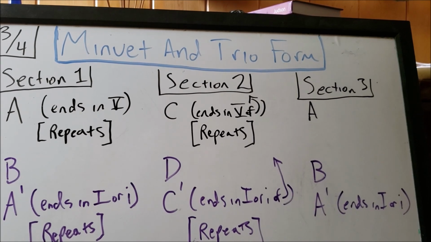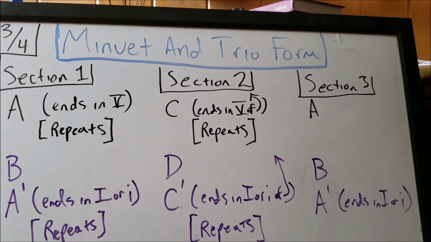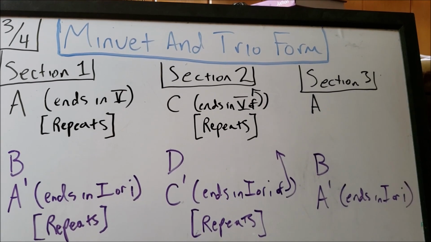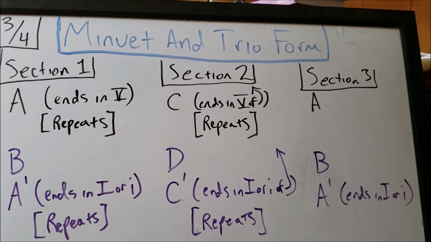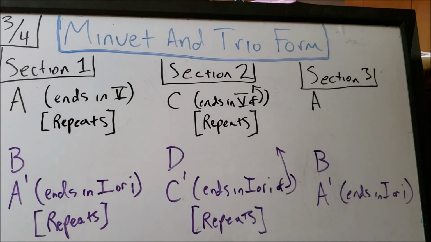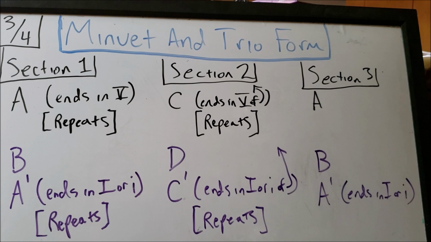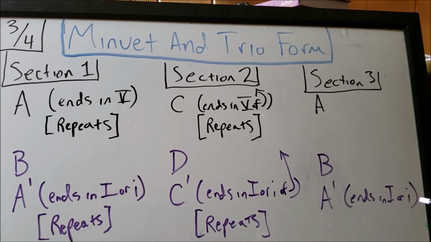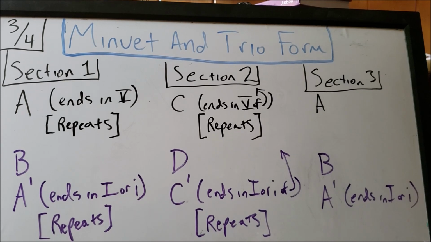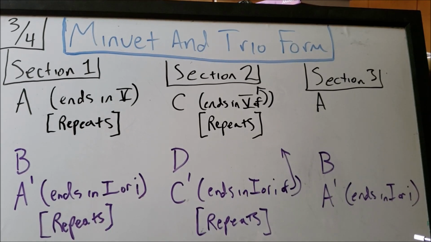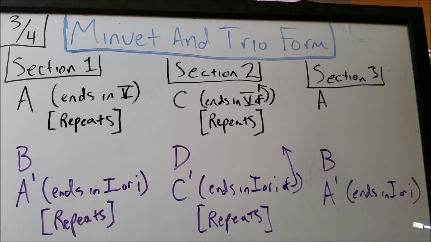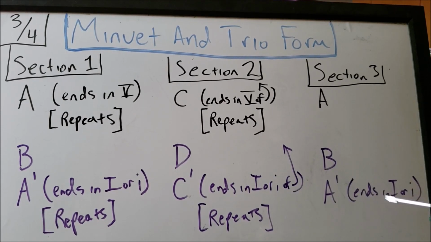So here is an overview of the form. I tried to make it as user-friendly and clearly laid out as possible. One characteristic feature of the Minuet and Trio is that it's always in triple time. I can't think of any examples in 6/8. Everything that comes to mind is in 3/4. You can always comment in the comment section if you can think of an example of 6/8. I'd be interested in hearing that.